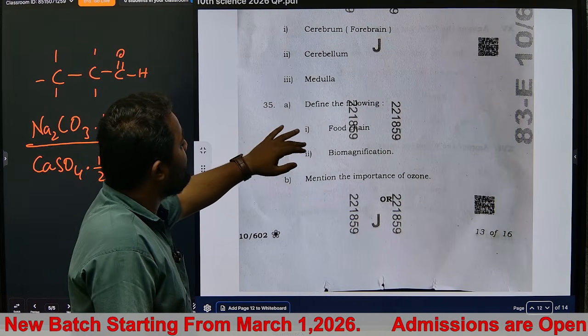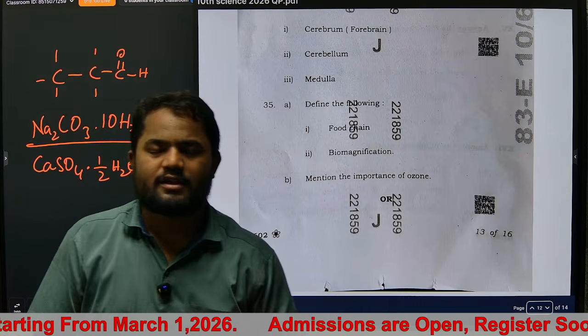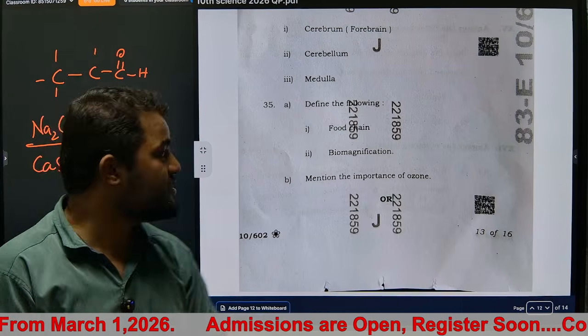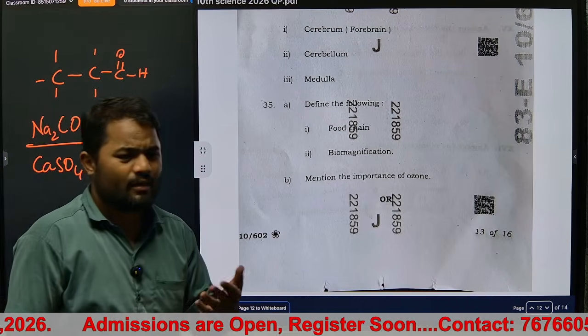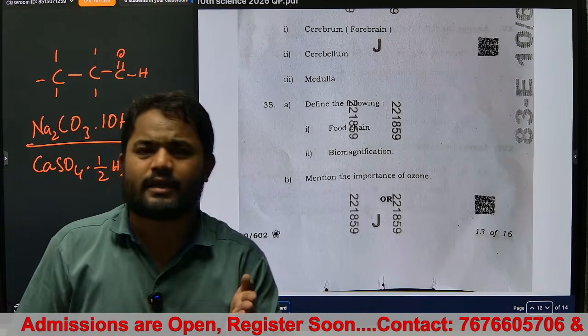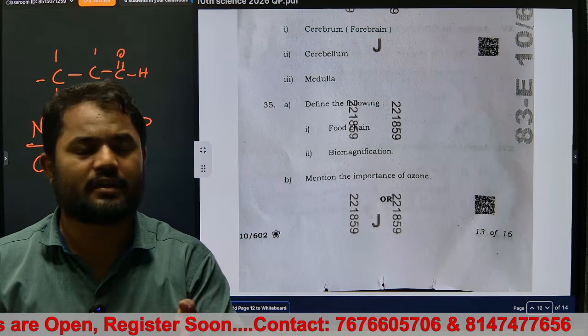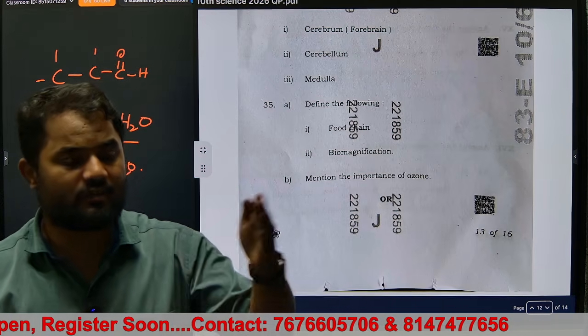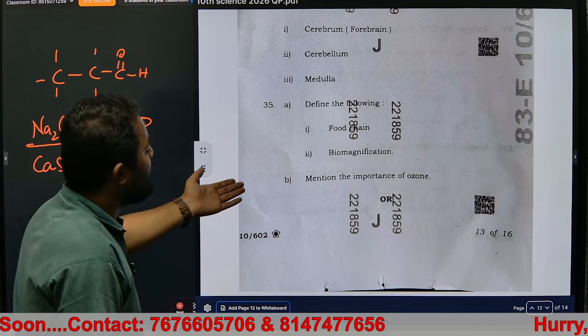Define the following. Food chain: a series of animals, a chain of animals where one organism is eaten by the other. Biomagnification: as the chemicals enter the food chain, the amount of chemicals accumulated in the higher organisms, or at the higher trophic level, goes on increasing. That we call biological magnification, or biomagnification.